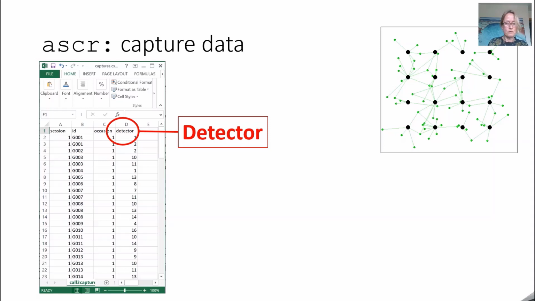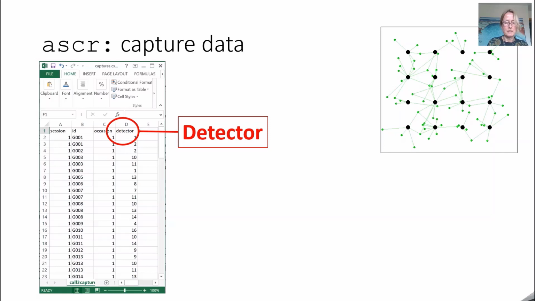By the way, the rows here in the capture data refer to the individual detections. Each time a detection is made, a new row is entered. For example, G1 was detected by detectors 1 and 2. So we have 2 rows for G1. Animal G2 was detected by only one detector, detector 2, so only one row for G2, and so on.